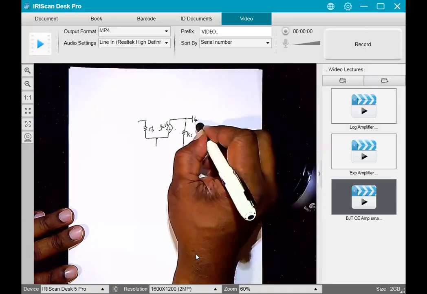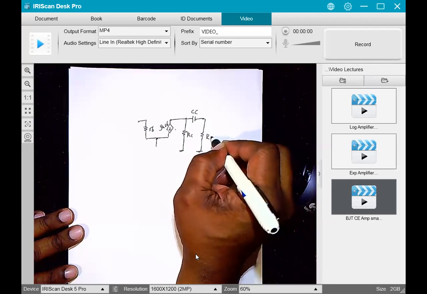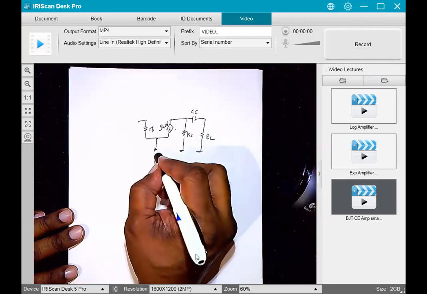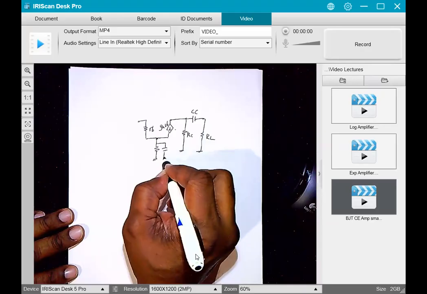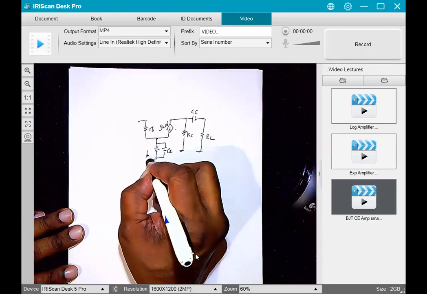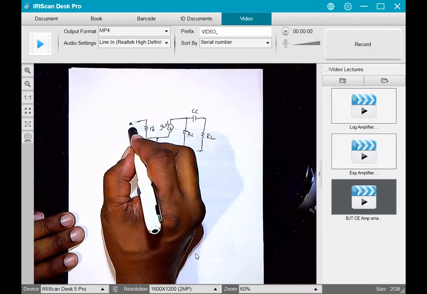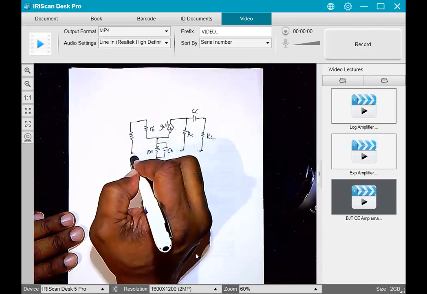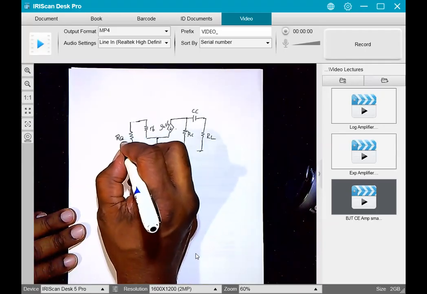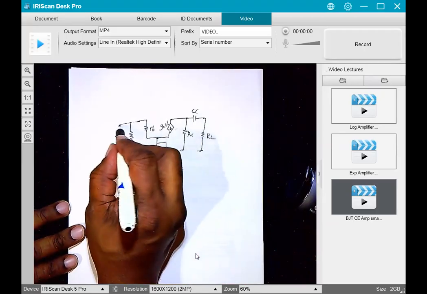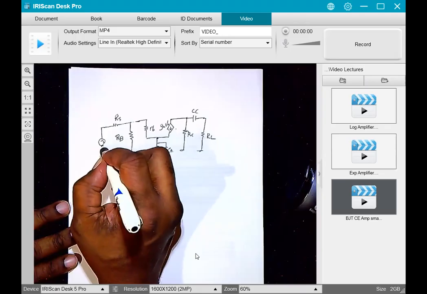RC. CC. RL. Then we have a RE here. CE. And then over here we had our parallel combination of R1 and R2. I think the author calls it R big B. We can call it RB if we want to make it a little simple to write. Source resistance and then our signal source.